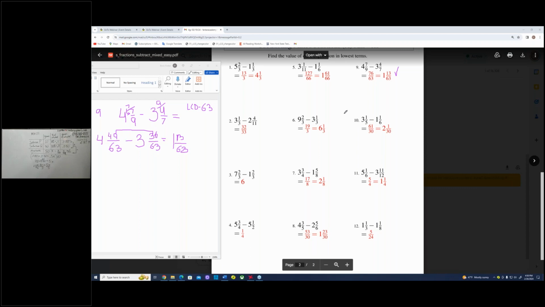And 11. Let's do number 11 with you. Where is number 11? Number 11 is 5 and 1/6, minus 3, 11 over 12. Not every time you borrow. If you don't have enough, you borrow. If you have enough, you're not supposed to. And now what is LCD for this? 12. Excellent, beautiful. 12.